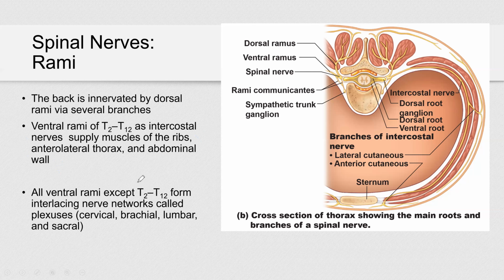Now, all ventral rami except T2 to T12 form interlacing nerve networks called plexuses, and we have cervical, brachial, lumbar, and sacral plexuses. Brachial, lumbar, and sacral, these three plexuses form nerves that innervate your upper and lower limbs. And cervical, we will look at it, but that will go to your neck and partially to your head.